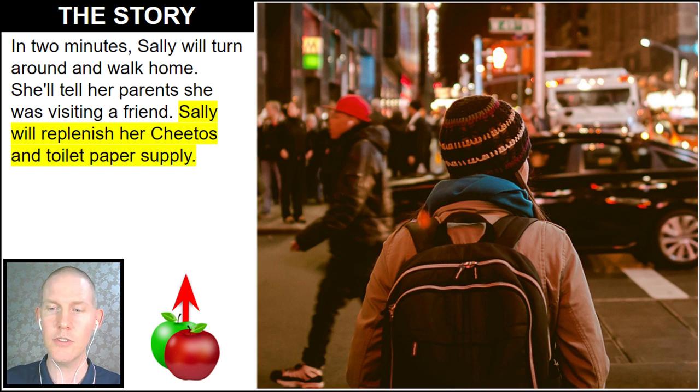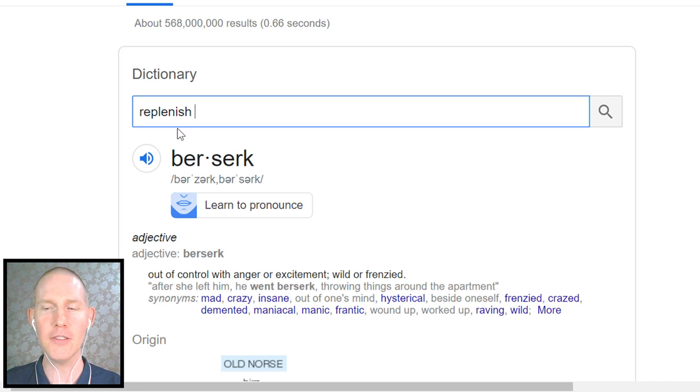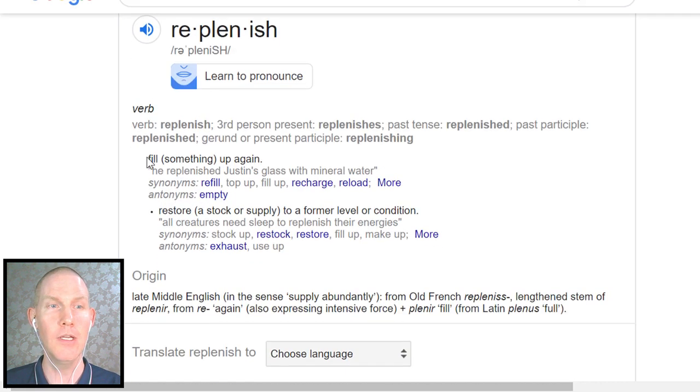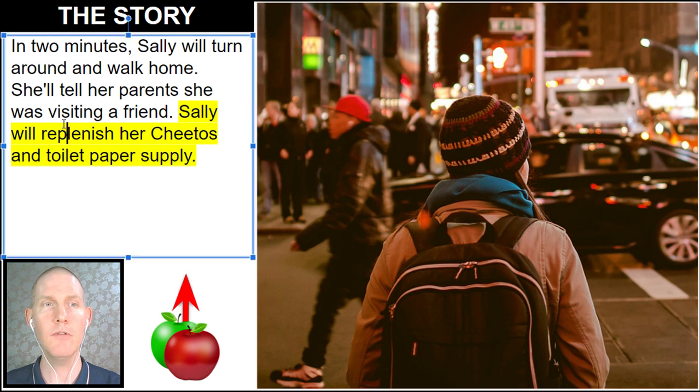Let's take a look in the dictionary because the dictionary is awesome. Replenish. Let's take a look. Replenish. Well, to fill something up again, right? He replenished Justin's glass with mineral water. Maybe Justin was really thirsty. He drank it all, and then they replenished it. They put more water in. All right? That is replenish. Very useful word. Refill. Put more.